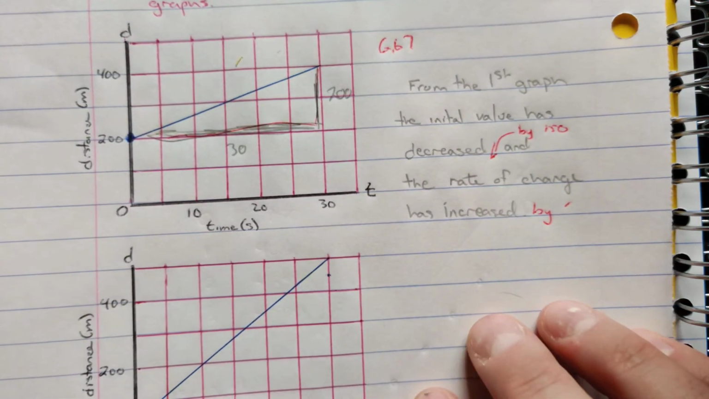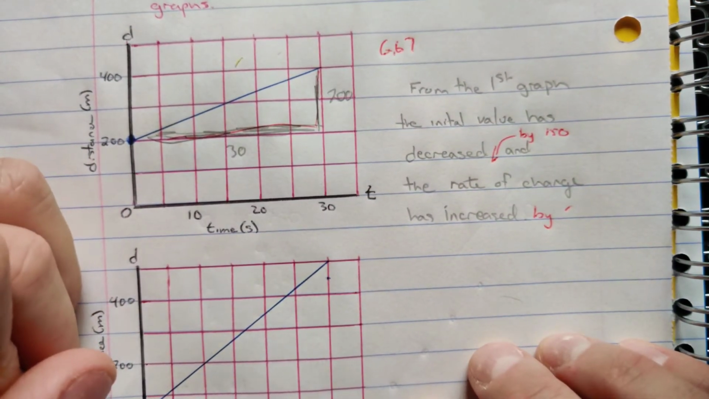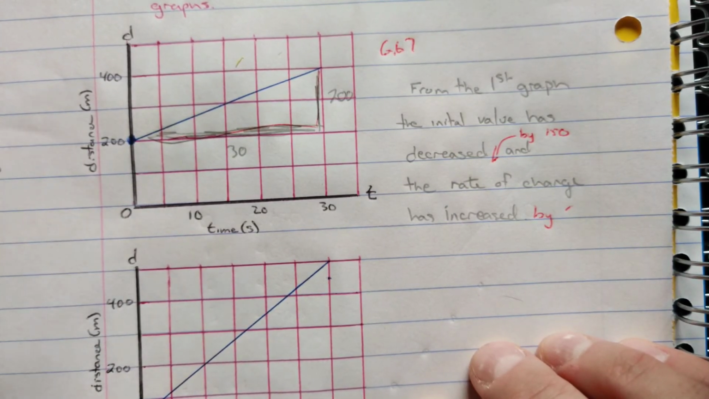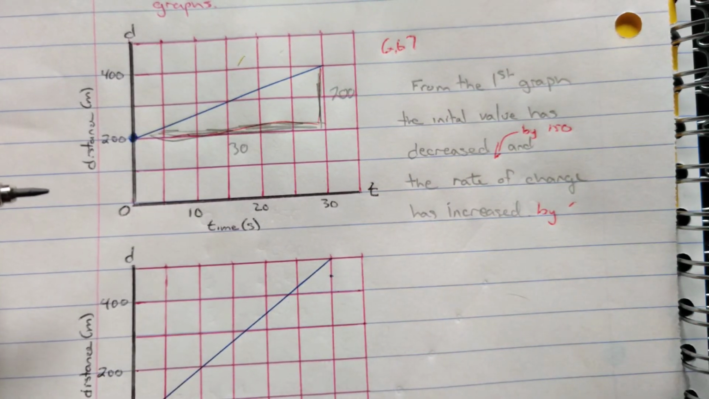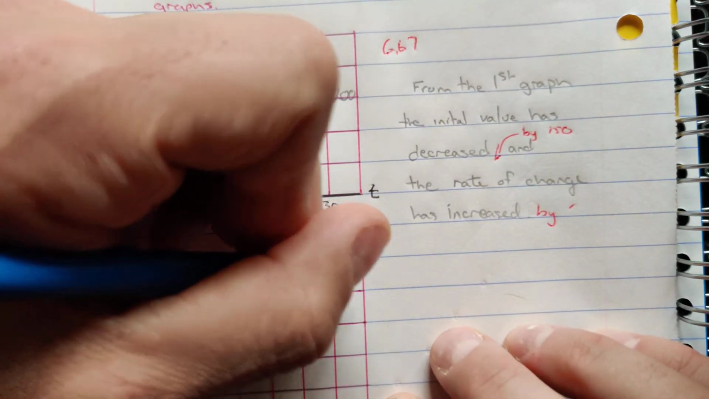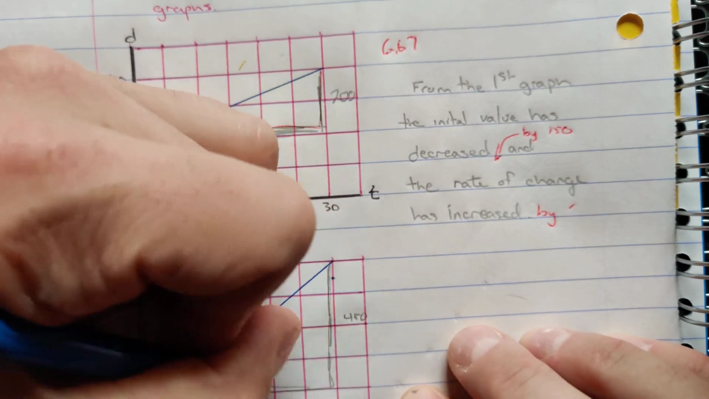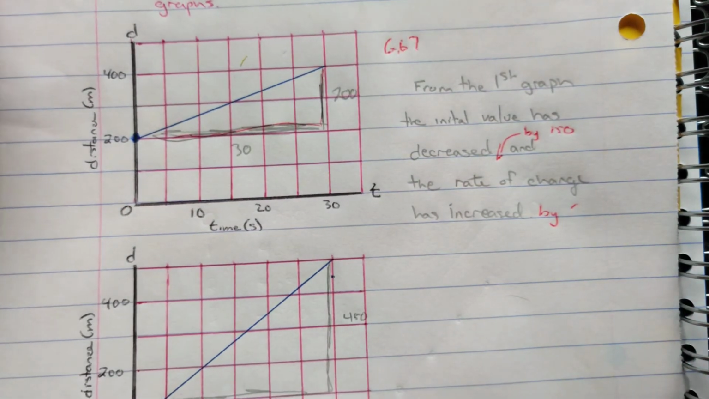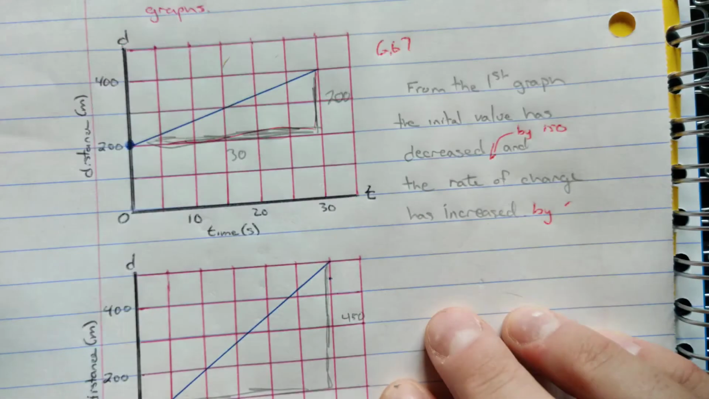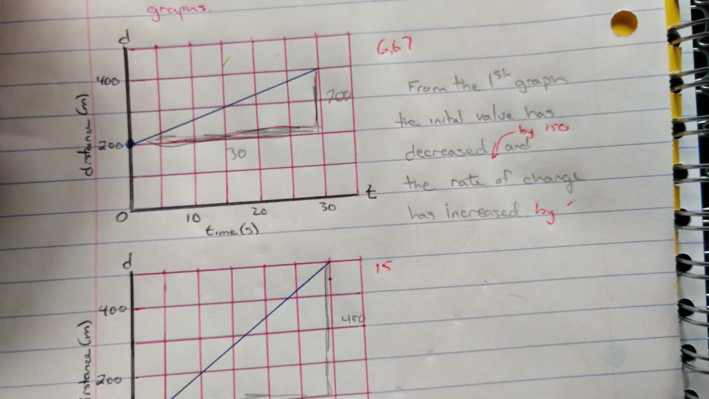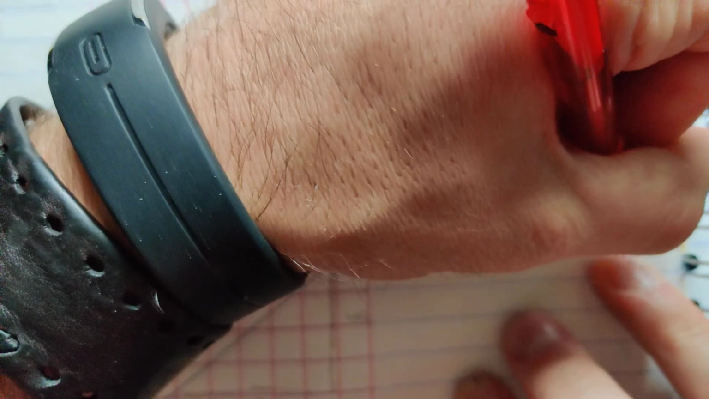6.67 approximately. And then on this one here, we're increasing from 50 up to 500. So that is a rise of 450. And then our run again is 30. So 450 divided by 30 is going to give me 15. So that means we've increased our rate of change by 8.33 meters per second.